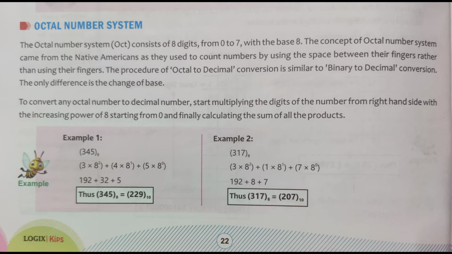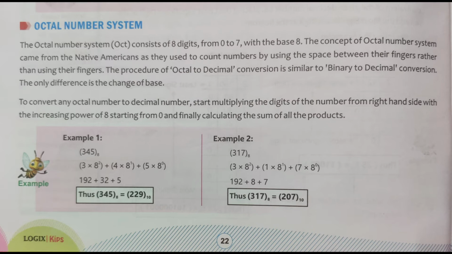The procedure of octal to decimal conversion is similar to binary to decimal. Like we convert binary to decimal, in the same way we convert octal to decimal. The only difference is the change of base. Decimal has base 10, binary has base 2, and octal has base 8. To convert any octal number to decimal, start multiplying the digits of the number from the right-hand side with the increasing power of 8, starting from 0, and finally calculate the sum of all the products.